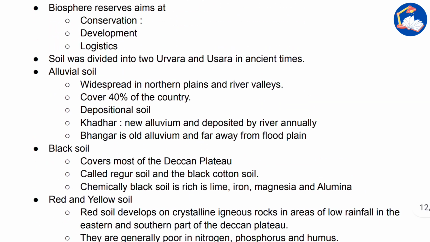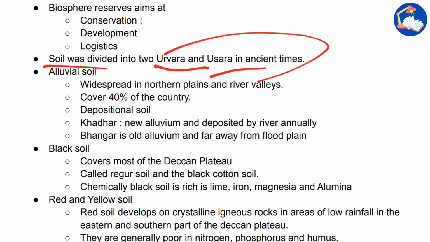Now we have another point, that is the soil. Now we have discussed the vegetation cover. Now we come to soil. So soil was divided into two, Urvara and Usara, in ancient times. Okay, this is an important question for you. You can go and Google it, find it out and write in the comment section. Okay, what is Urvara and Usara type of soil?